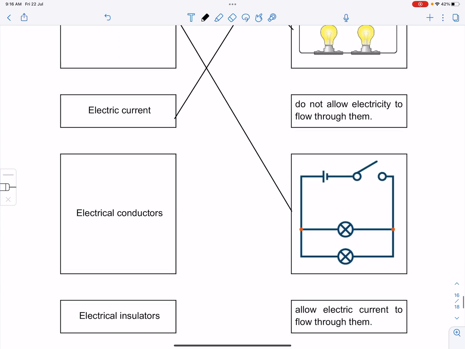Electrical conductors allow electric current to flow through them, and electrical insulators do not allow electricity to flow through them. Now, I want to stress one very last important point. Insulator can only be used for electrical conductors, and you cannot use this term insulator for heat. There is no such thing as a heat insulator. All materials will allow heat to pass through them. It's just how fast or how slow.